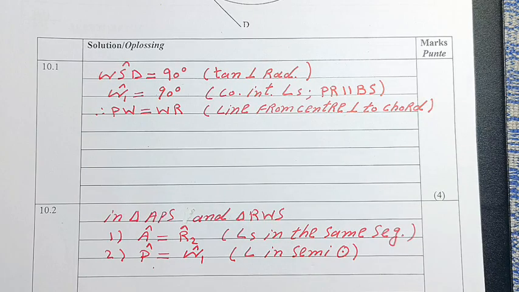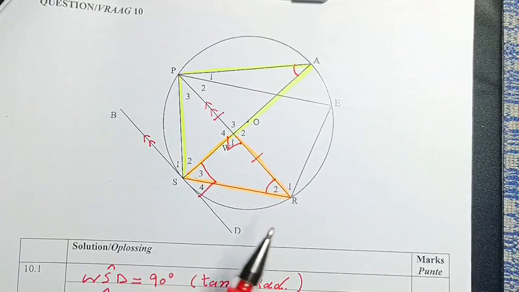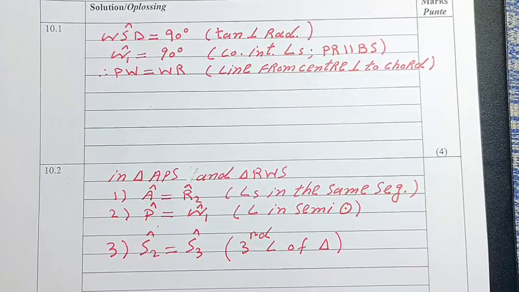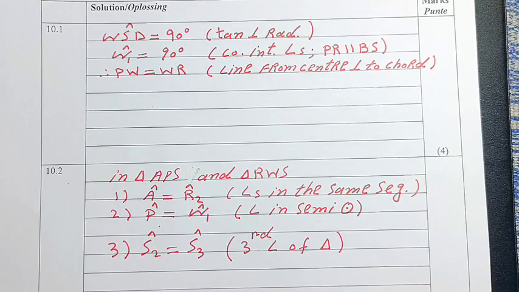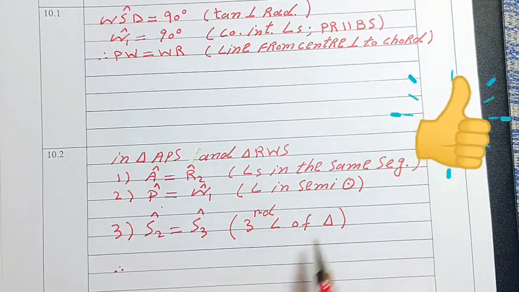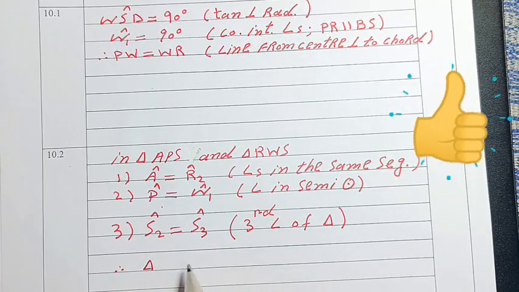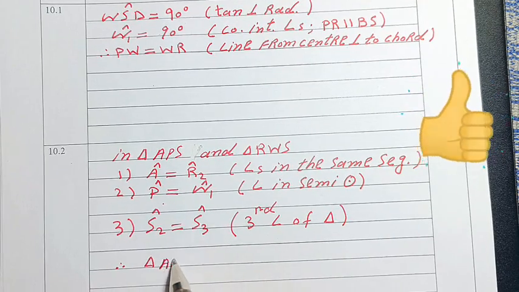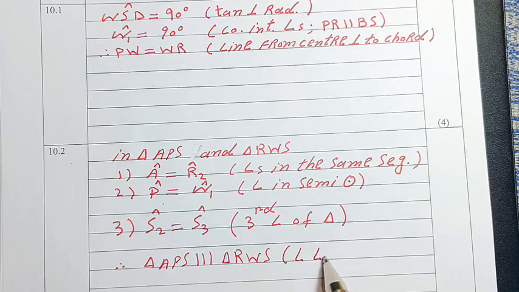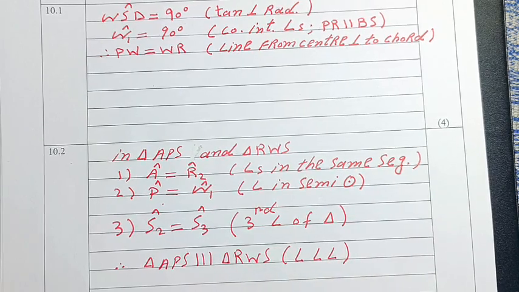So the last one now. S is going to go with S. So only S2 is left now. So angle S2 is going to be equal to angle S3, third angle of triangle, or you can say sum of angles in a triangle. So therefore, now I have proved that triangle APS is similar to triangle RWS. The reason is angle, angle, angle, which we proved.